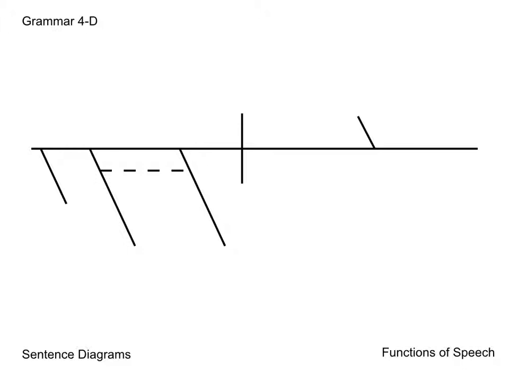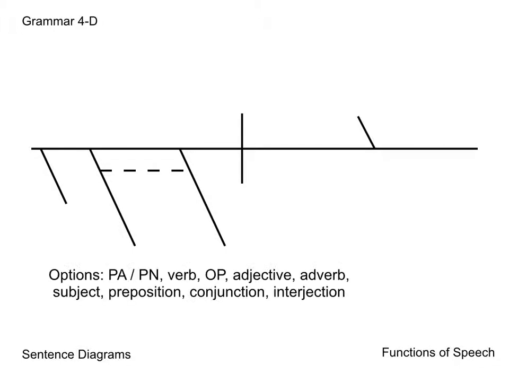Have you already forgotten it? It's okay. It happens. We're going to give you some options at the bottom of the page as to what functions of speech you may have. So you have PA, PN, you've got interjections, you've got subjects, adverbs, OPs, etc. So what you need to be able to do is decipher what these different sections of the diagrams are. And as with any other sentence diagram, the most important two things to start with that are really going to be the base of your diagram is identify where the subject and the verb goes.